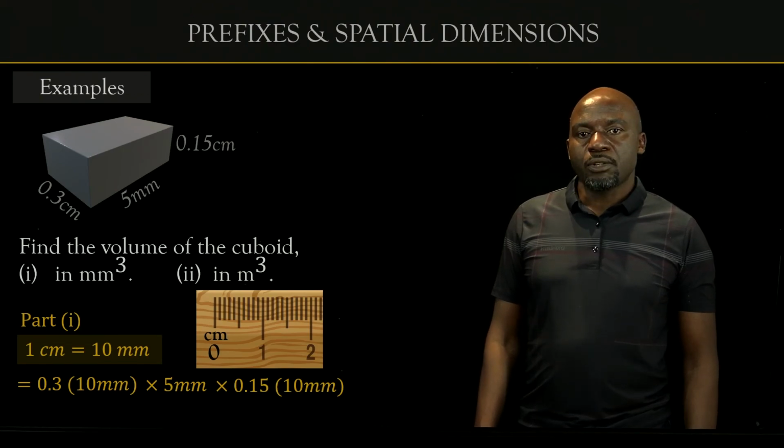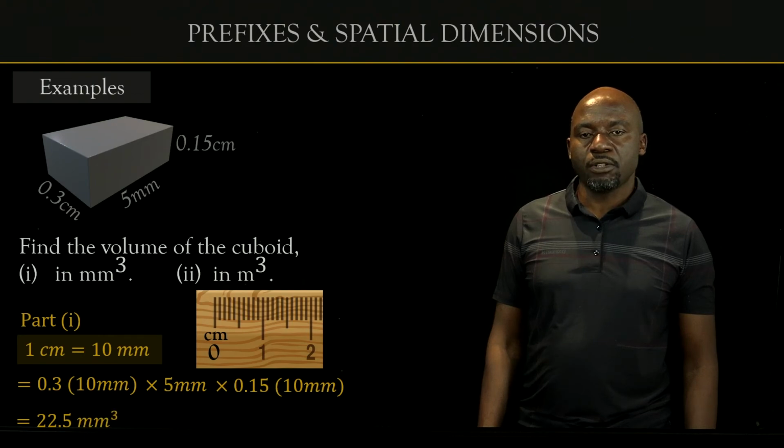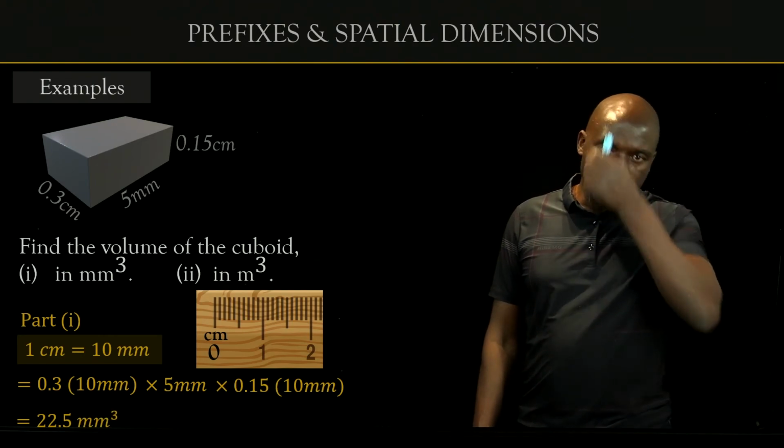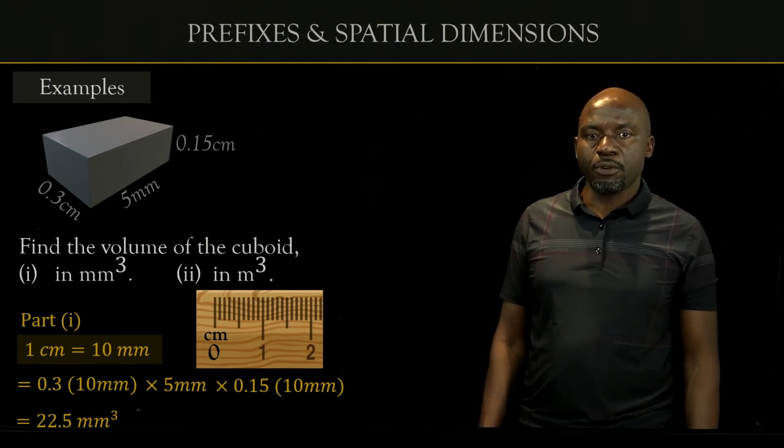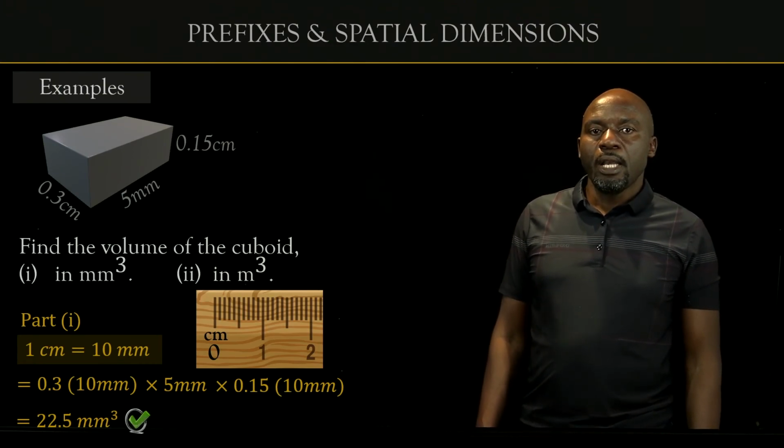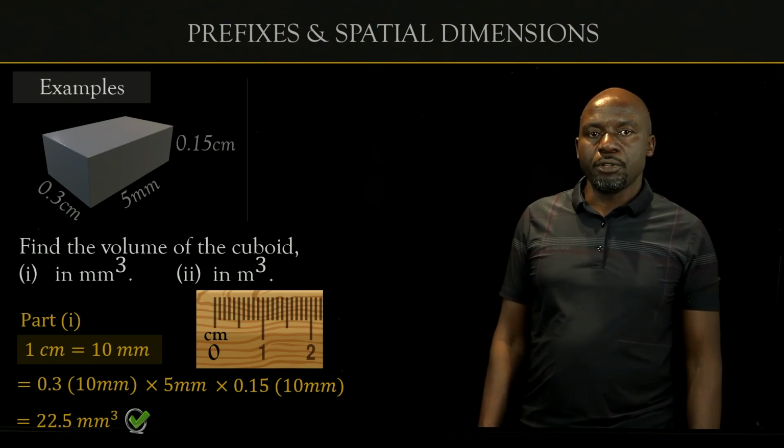Okay, so that is 3 times 5 times 1.5. And if we work that out on your calculator, you should end up with 22.5 millimeters cubed. Okay, I hope you got that. The next one I actually want you to do, but let me just set you on the right path.